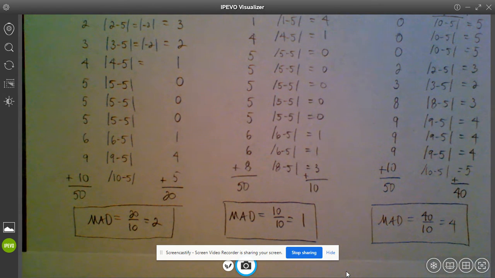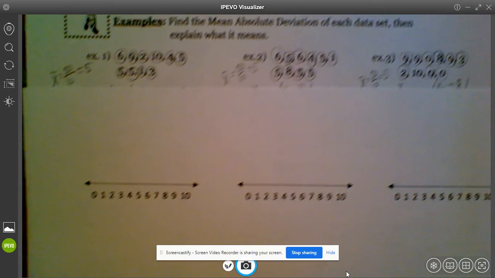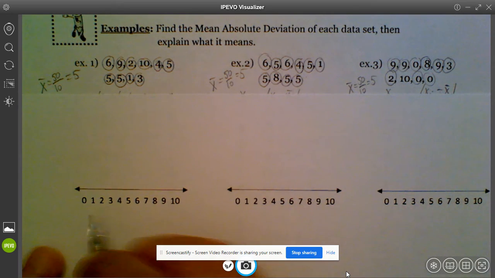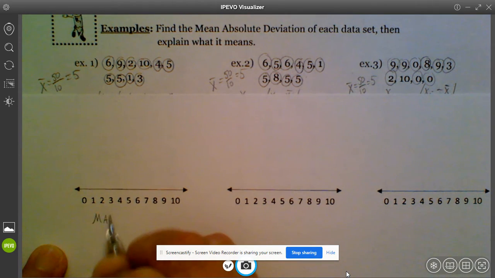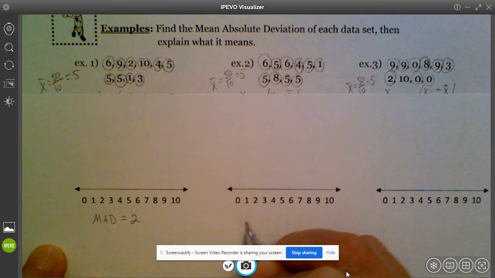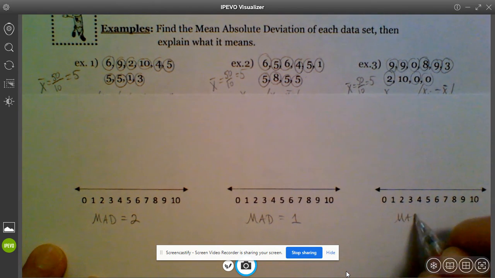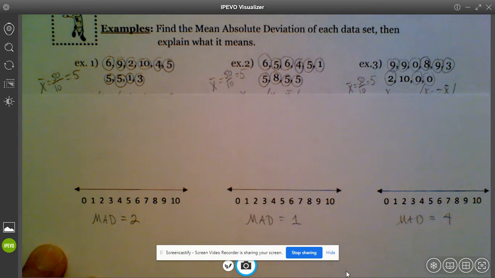Okay, mean absolute deviation is a deviation. It describes the spread of the numbers. So maybe to look at the spread of the numbers, we should consider a line plot or a dot plot. I think I'm going to use dots today just because my x's aren't always uniform. So let's look at example 1, where our mean absolute deviation is 2. In example 2, we'll have a MAD of 1, and in our third example, the MAD was 4.